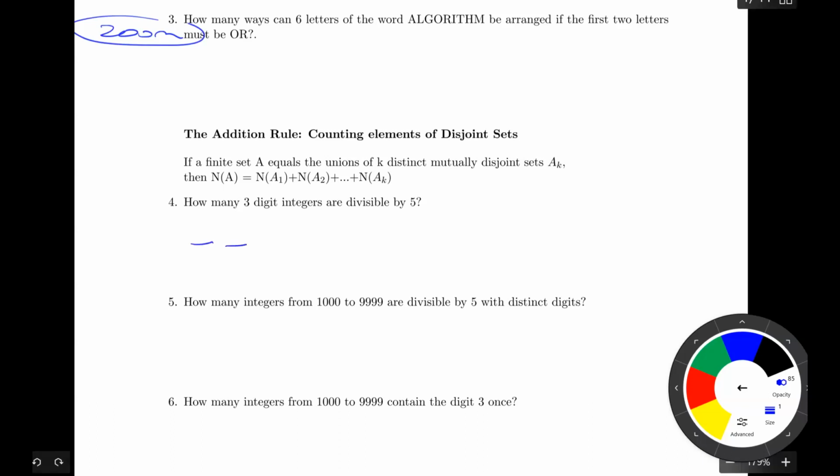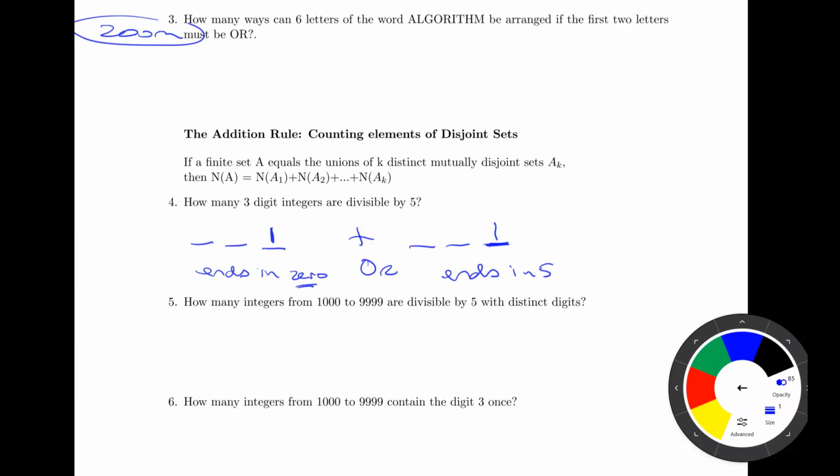So 3-digit integers, I could have ends in 0, or, which means addition, ends in 5. Okay, so if I have the number 0 here, there's one choice for that, right? And if I have the number 5 here, there's one choice for that. Okay, it says just 3-digit integers. It doesn't say anything about distinct digits, anything like that.